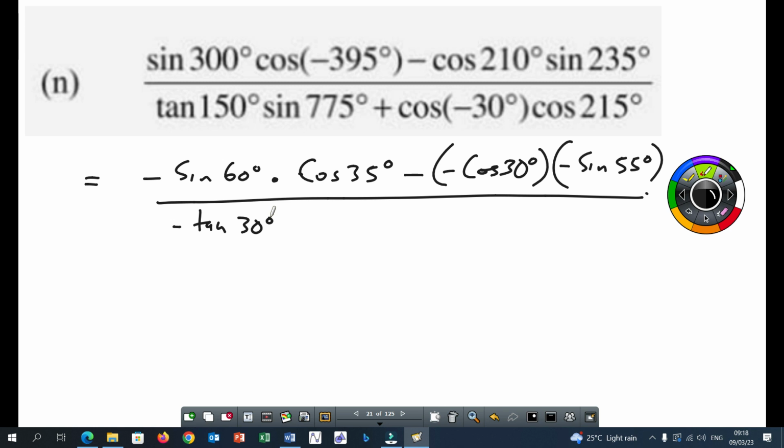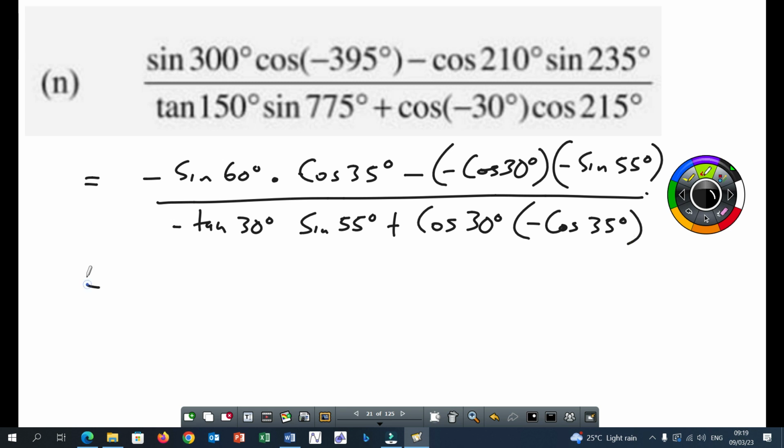Then 775, it's more than 2 revolutions. So you subtract 720 from 775, because it's more than 2 revolutions. So 775 minus 720, you get 55. So that will be sine 55 degrees. Plus cos of minus 30, that's cos 30. Cos 215, okay, it's in the third quadrant, so that will be equivalent to minus cos 35 degrees.